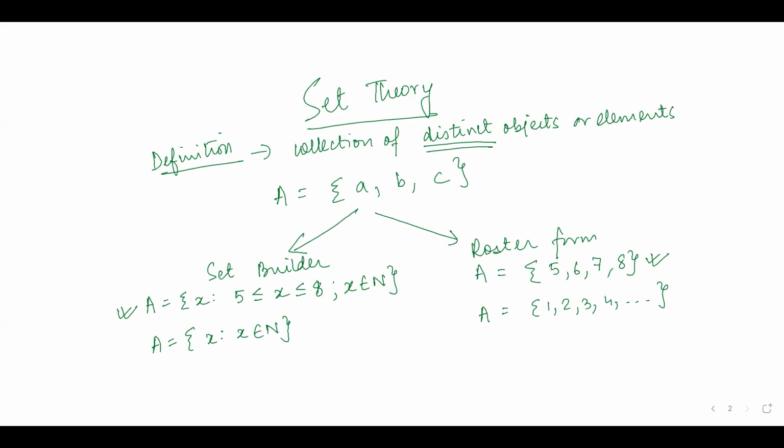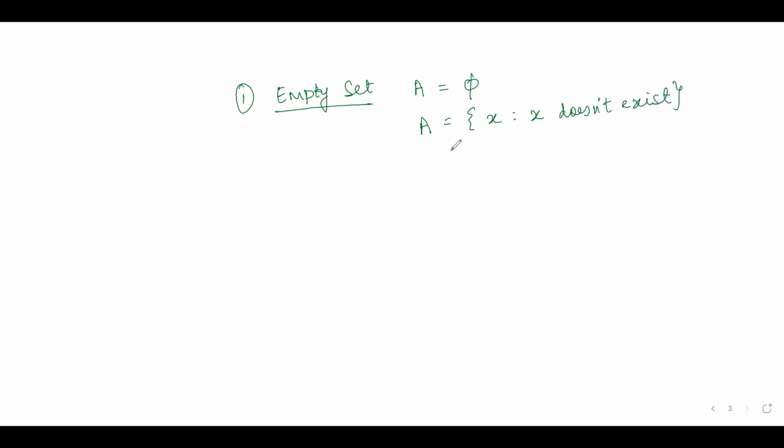The different kinds of sets possible are as follows: empty set, singleton, finite, infinite. Empty set. What is an empty set? An empty set is a set which does not have anything in it. In the roster format, we write it as a null set. You can write it in this way, or you can put it as an example. How can x be less than 4 and greater than 8 at the same time? Not possible. So it's an empty set.